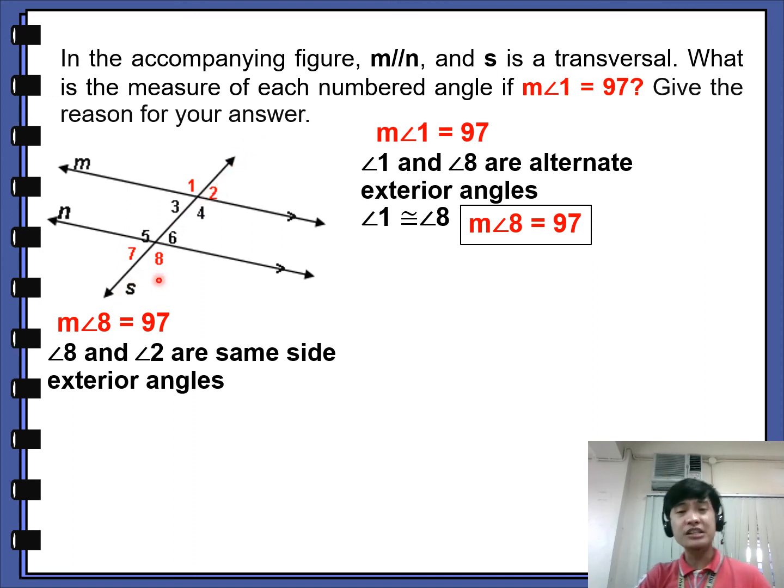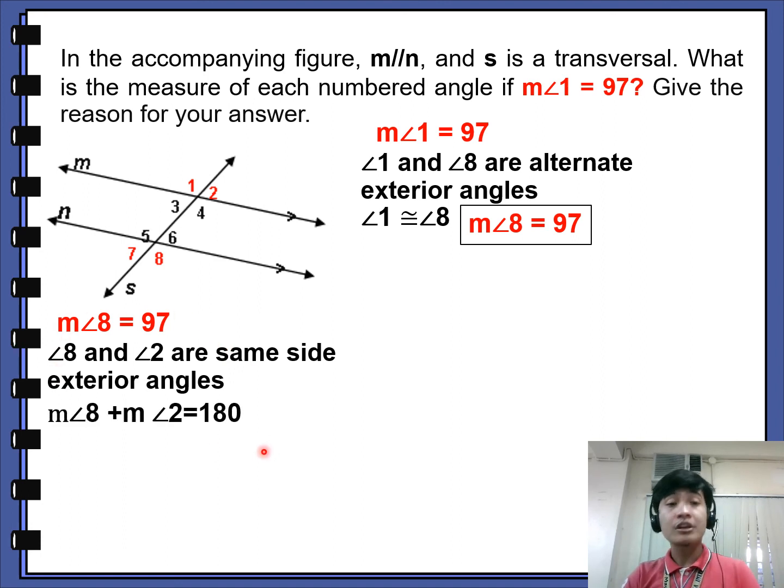E ano ngayon kung same side exterior angle sila? We all know that same side exterior angles are supplementary, meaning the sum of these two angles is 180. So as a result of that, the measurement of angle 8 plus the measurement of angle 2 is equal to 180.